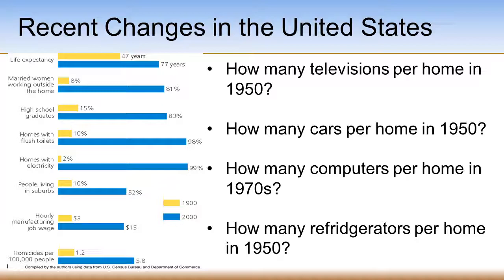Married women working outside the home. In the 1900s, maybe 8%. In the 2000s, about 81% of the married women were working outside the home. How could this have impacted the United States ecological footprint? One way is that you now have 2 incomes per home, which does result in more affluence and more consumption of resources, being able to buy more.